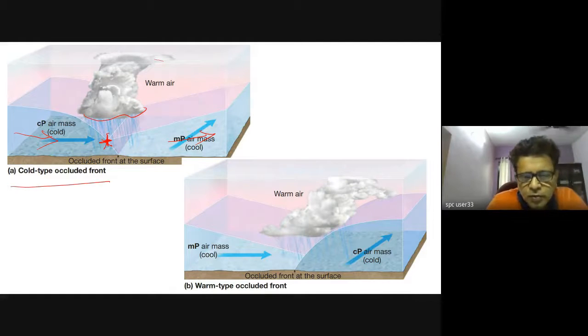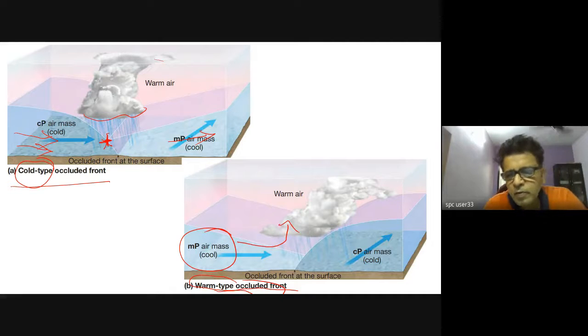Cold type of occluded front. This is a warm type of occluded front. Now, how do you differentiate between this? You'll see that in a cold type of occluded front, it's the cold air mass which is pushing the warm air up. And as far as a warm type of occluded front is concerned, it is relatively cooler air which is pushing up the warm air mass in these regions.